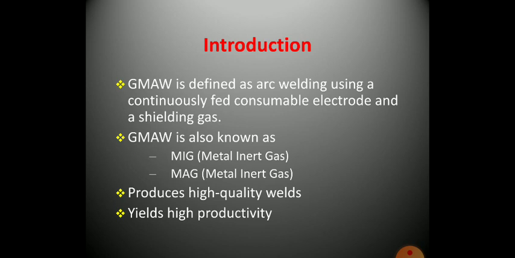In the introductory part we discussed that GMAW uses a continuously fed consumable electrode and shielding gas, and GMAW is also known as MIG, that is metal inert gas, and MAG, metal active gas. That was the point, that MAG is the active gas. It produces a high quality weld due to that shielding and the consumable material, and yields high productivity. So these are the points that we discussed in the earlier lecture as well.